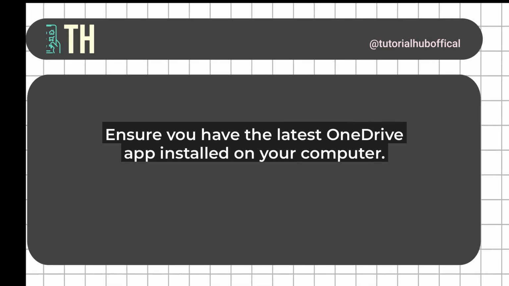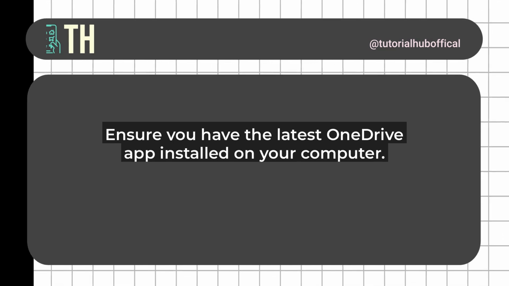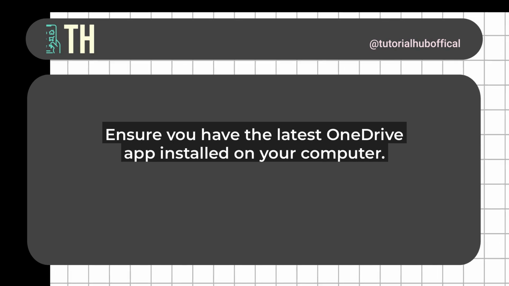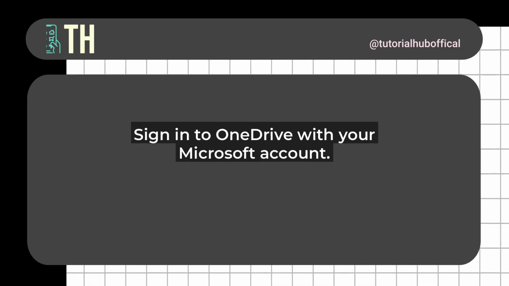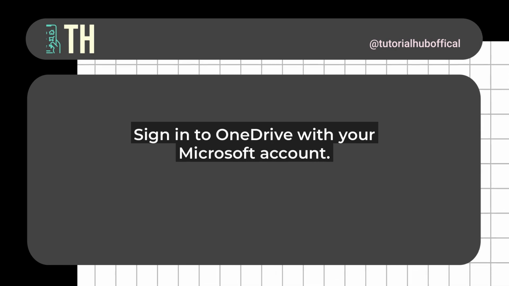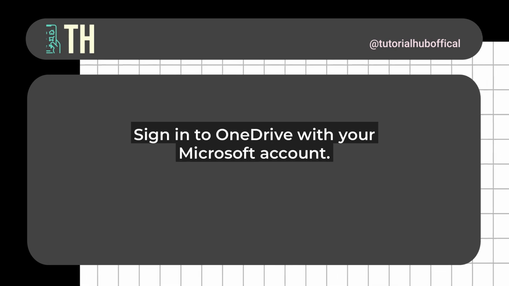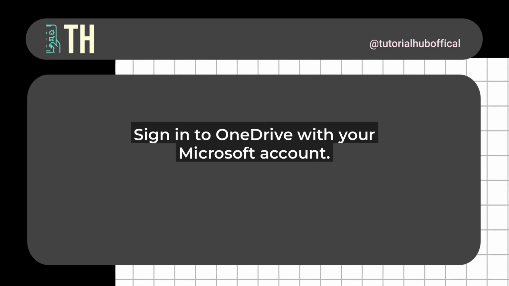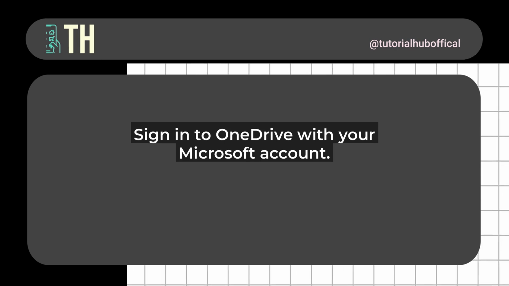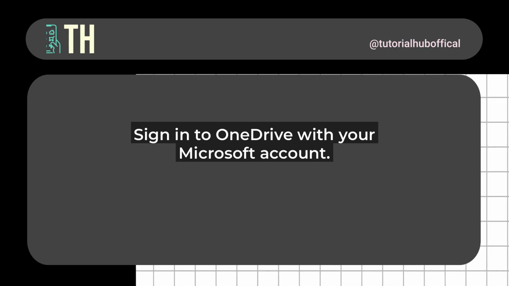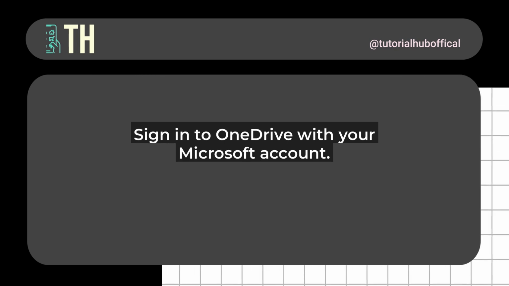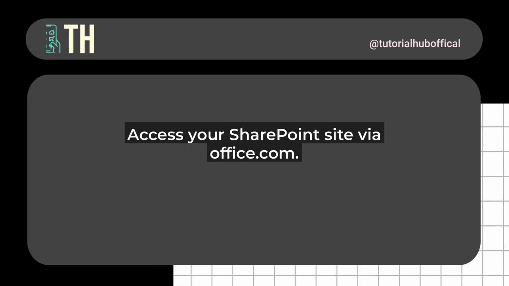First things first, make sure you have the latest OneDrive app installed on your Windows or Mac computer. OneDrive is the key to syncing SharePoint, as it's integrated with Microsoft 365. If you don't have it, head to the Microsoft website, download, and install it quickly. It's free for most users. Once that's done, open OneDrive and sign in with your Microsoft account. This is the same account you use for SharePoint, so no surprises there.